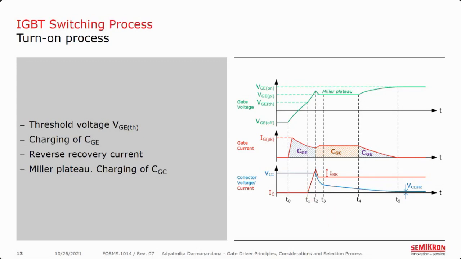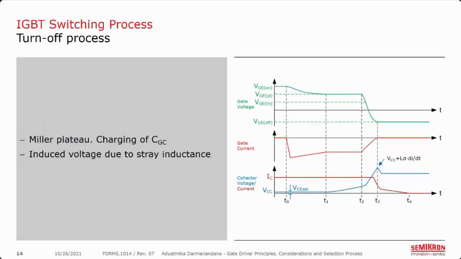The gate voltage is held at the plateau voltage, while the Miller capacitance, or the CGC, is being charged. The collector voltage continues to decrease at a slower rate. At T4, the Miller capacitance is fully charged, and the CGE is charged again. When it is finished at T5, the collector voltage reaches the on-state value, the VCE set.